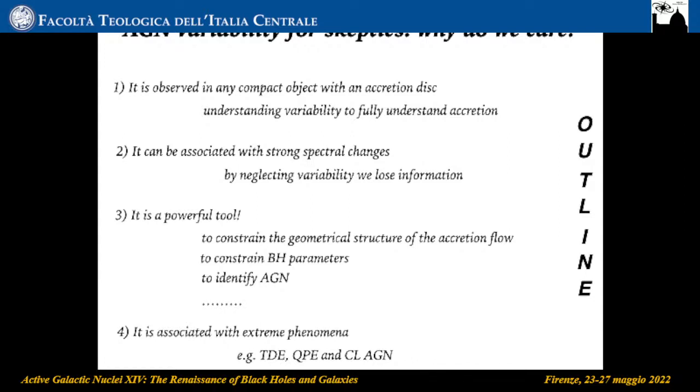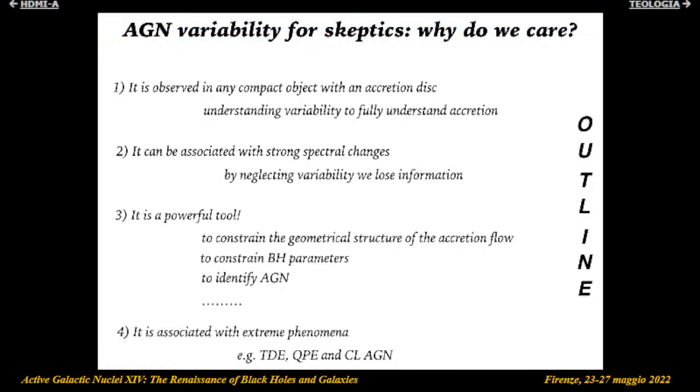Then variability does not only produce variations in flux, but it can produce strong variation in spectral shape. So by neglecting this variability, we surely lose much of the information that it conveys. Then variability can be used as a powerful tool. So I will go through some things that we can constrain using variability. And finally, I hope I have time to describe some transient phenomena observed in AGN.